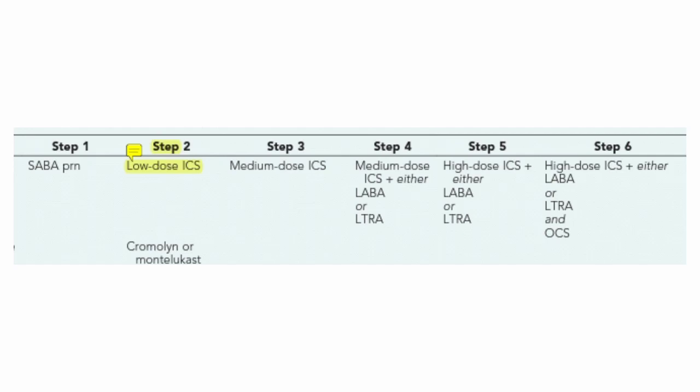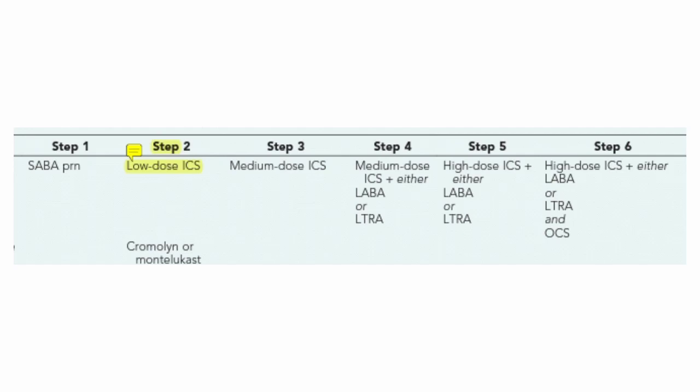Step 4 is the SABA will continue. So as you move upward, the previous step will continue. So SABA plus low dose. Step 2, SABA plus medium dose inhaled corticosteroids. Step 3, SABA plus medium dose inhaled corticosteroid plus either LABA, that is long acting beta agonist, or LTRA, that is leukotriene receptor antagonist. So in step 4, you will give him SABA as required plus medium dose inhaled corticosteroid along with the LABA or LTRA.